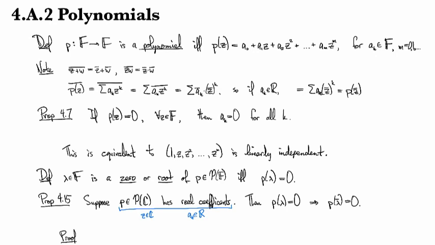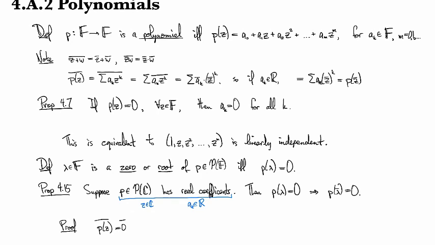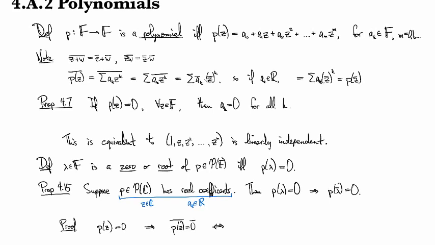And the proof of this we actually already gave. If you look at p of z equals 0 and you conjugate both sides of this equation, then this is exactly the same thing as, on the left, p of z conjugate, and on the right, the conjugate of 0 is equal to 0 because 0 is a real number.